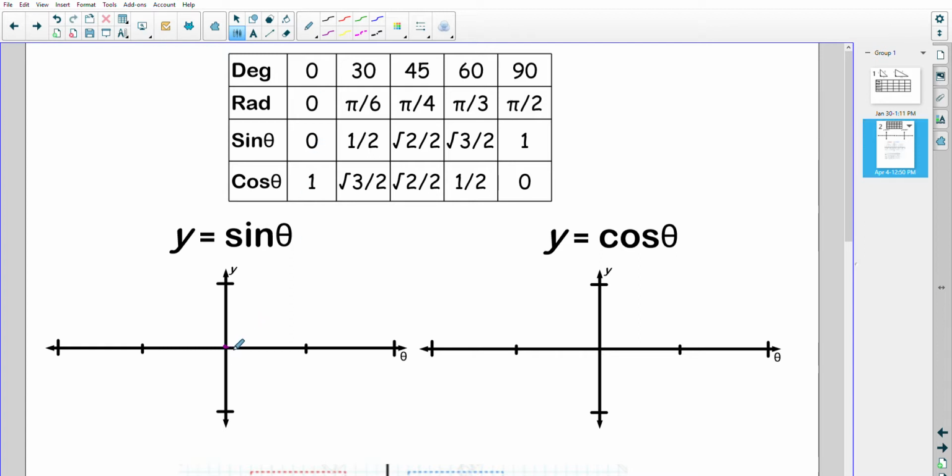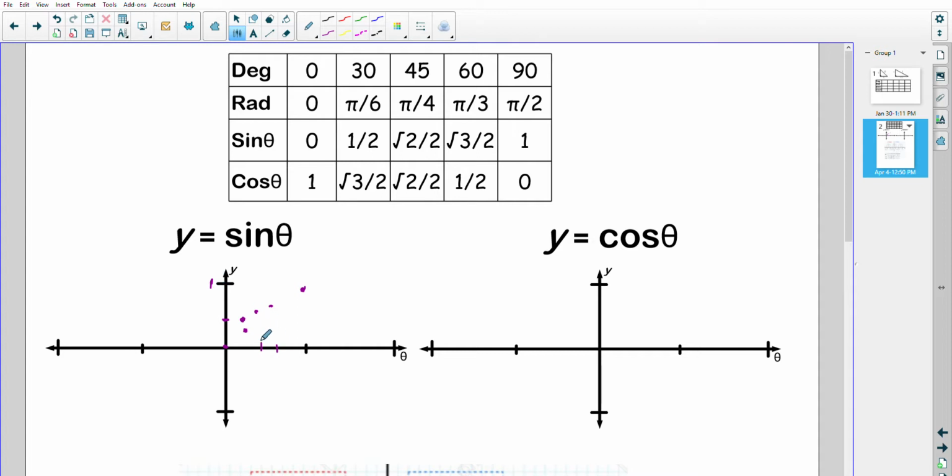The second point is equal to pi over 6, 1/2. So that means it's going to be about here. And pi over 4, actually that means it's going to be higher at about 1/2. The next one is going to be pi over 4, which is halfway, and it's going to give you a little bit more. And pi over 3, a little bit more. And then at pi over 2, it's equal to 1.